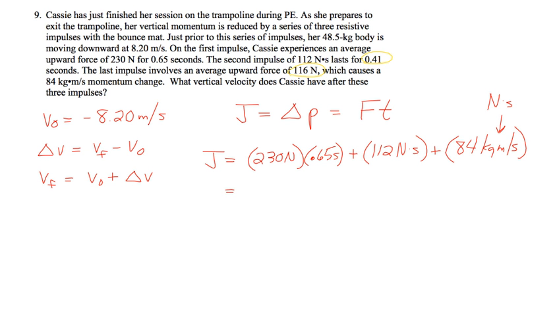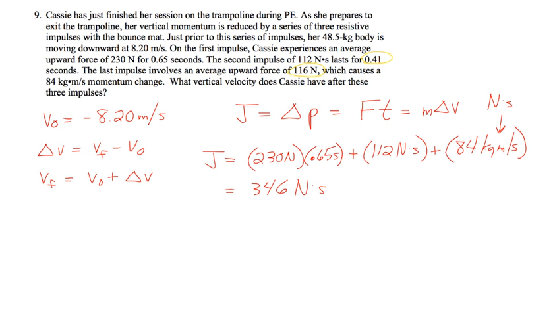If you add them up, what do you get? 346. So 346 newton seconds. Well, impulse equals change in momentum. And I guess another thing I could write here in my list of things that are all equal is m delta v.